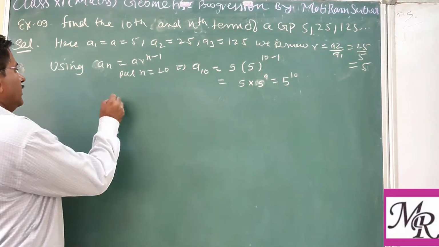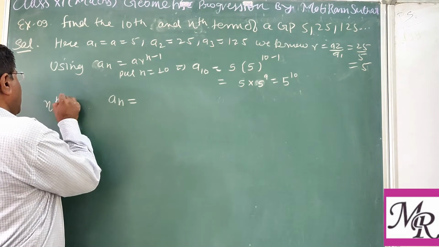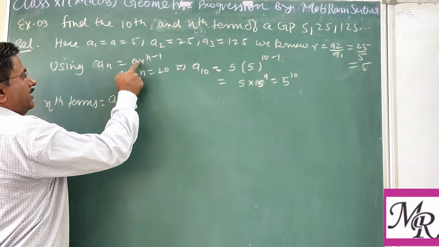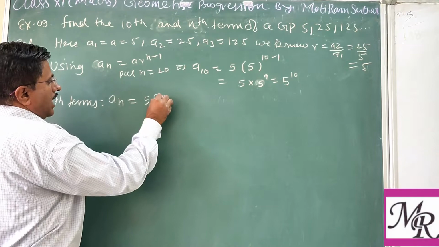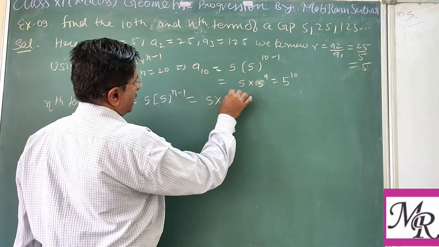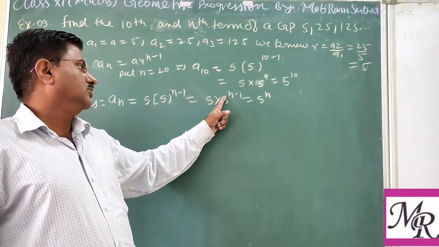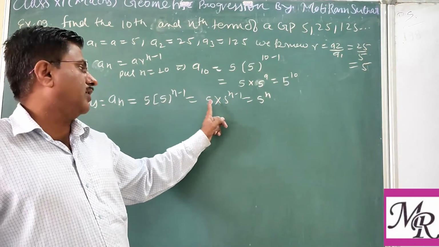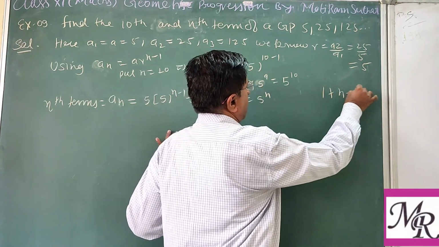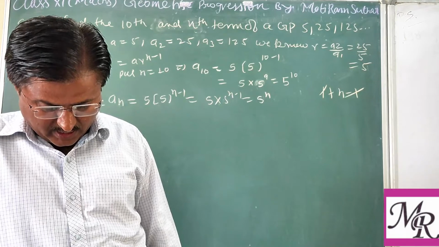Also say nth term, An equal to... nth term, n remains n, we replace A and R only. A as 5, R as 5, n minus 1. So 5 into 5 power n minus 1, which is 5 power n, because these are the same bases, so the powers will be added in multiplication. So 5 power 1 plus n minus 1. Clear? 1 plus n minus 1 is n. So this is the nth term. The nth term is 5 power n.